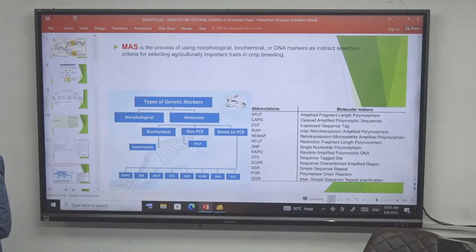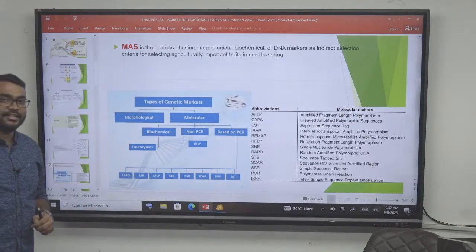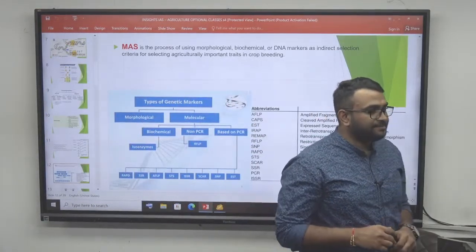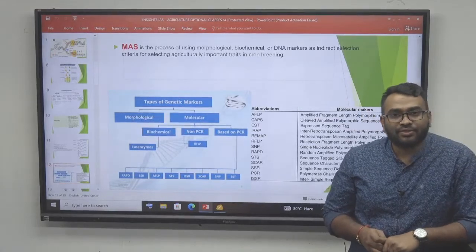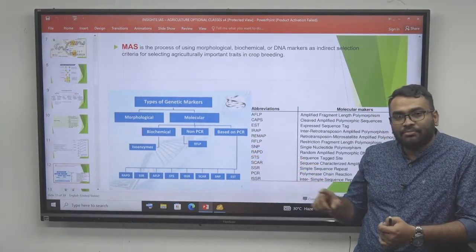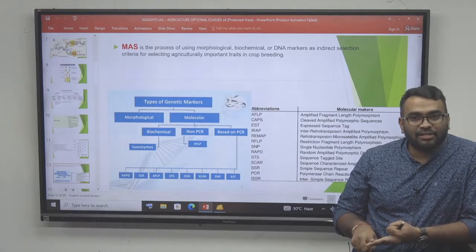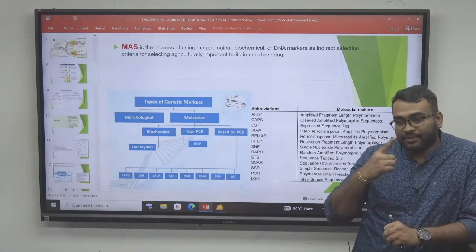See, as the word itself is saying, it is marker assisted selection. So here markers could be of these three ways. One is morphological markers, next one is biochemical markers, and third one is molecular markers. So these are the three types of markers we have.